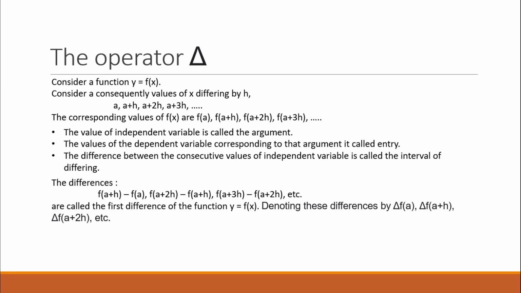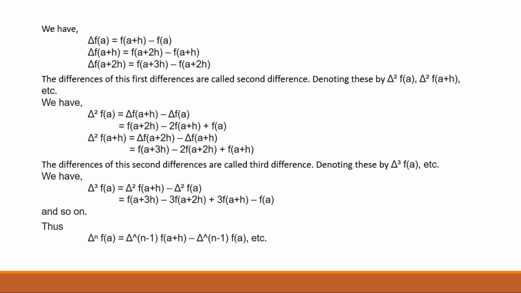The differences f of a plus h minus f of a, f of a plus 2h minus f of a plus h, f of a plus 3h minus f of a plus 2h, etc. are called the differences of the function y is equal to f of x. Denoting these differences by delta f of a, delta f of a plus h, delta f of a plus 2h, etc., we have delta f of a is equal to f of a plus h minus f of a. Delta f of a plus h is equal to f of a plus 2h minus f of a plus h. Delta f of a plus 2h is equal to f of a plus 3h minus f of a plus 2h, etc.